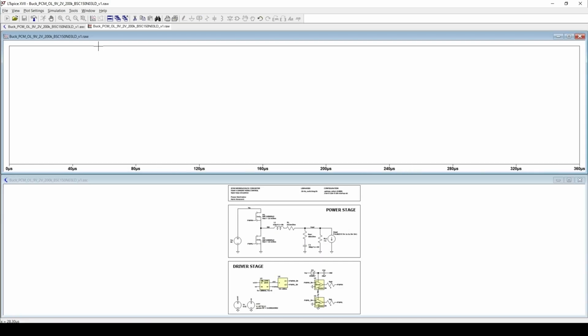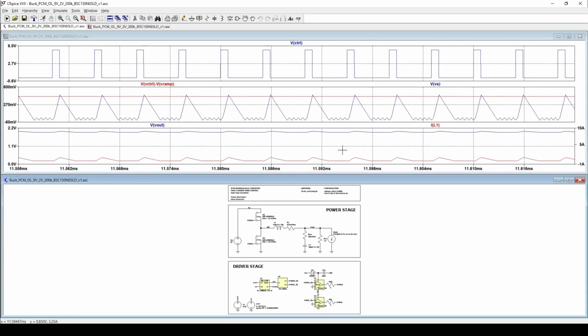Since this is a switching level simulation, it takes some time to complete, so I will skip ahead once the simulation finishes. The simulation is now complete, and here are the resulting waveforms. To keep the discussion focused, I've selected only the key signals that are relevant for understanding peak current mode operation. We will go through them step by step, starting with the PWM control signal and ending with the power stage response. Let's start with the top waveform, which is the PWM control signal driving the converter.